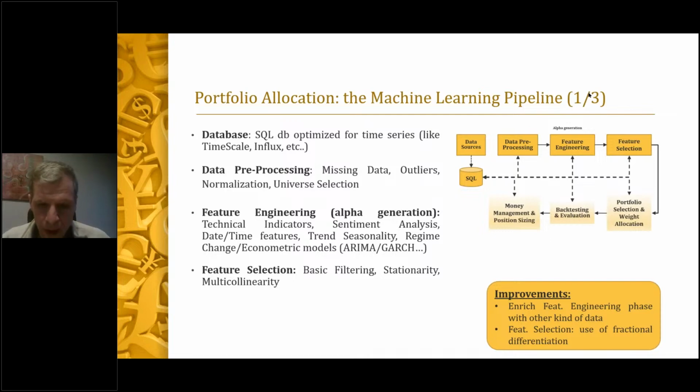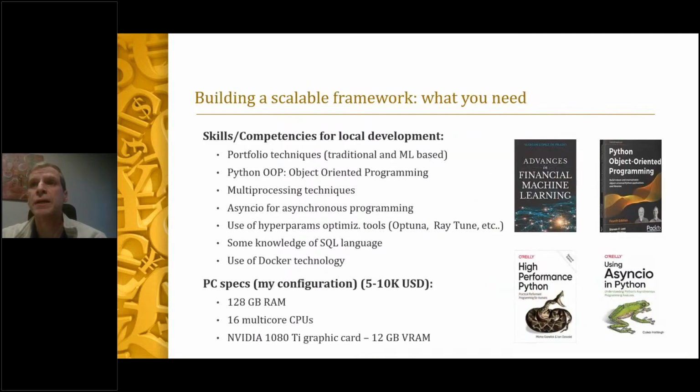The framework, in my opinion, will certainly benefit from the addition of new features, because during the capstone, due to time constraint, I only added some features, but I would like to add other features, like the ones you see in the presentation. And the other important thing is the use of fractional differentiation. I don't know how many of you have heard of this technique. It was devised by Marcos Lopez de Prado in the book I showed you before, Advances in Financial Machine Learning.